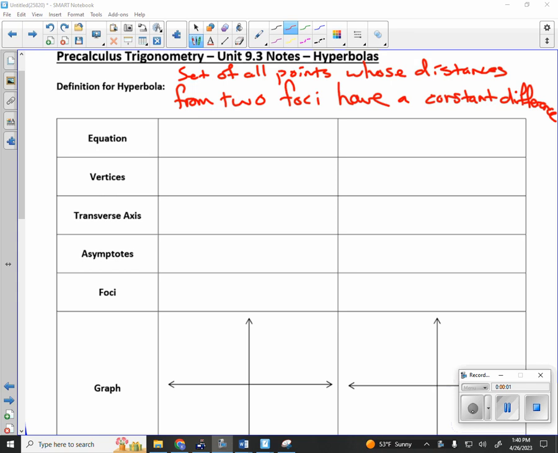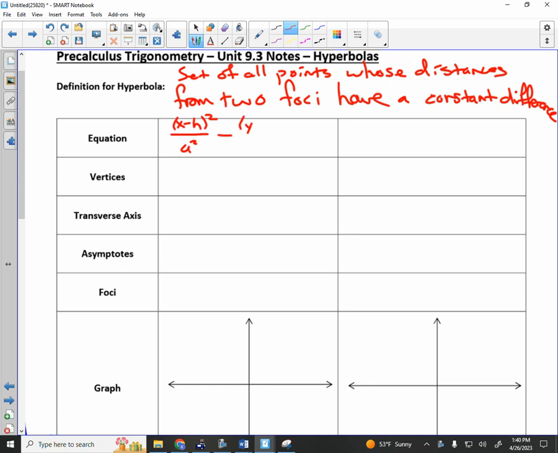Definition except for one part. Today is difference instead of sum. So the equation looks almost identical: (x minus h) squared over a squared minus (y minus k) squared over b squared is equal to 1. Notice you have a difference, you have subtraction there. It's the only thing that makes it different. It does result in a very different shape and different characteristics, but in terms of the equation, just a minus, that's it.